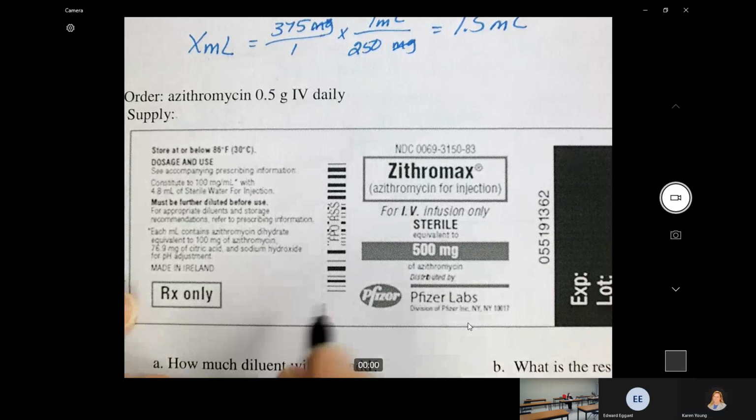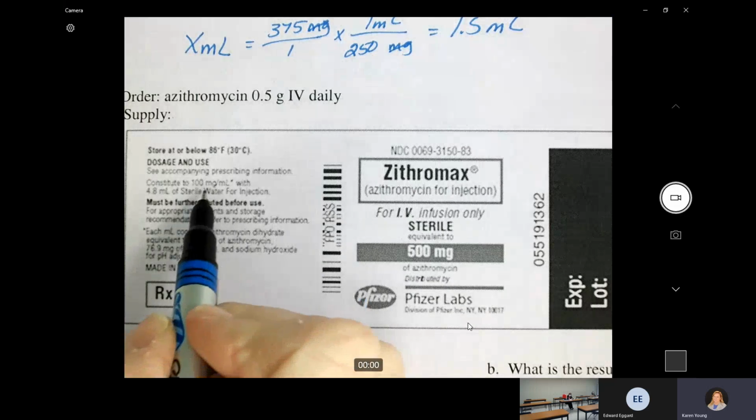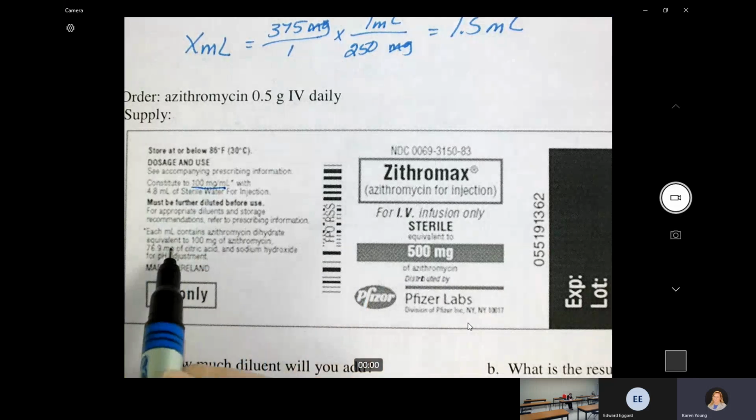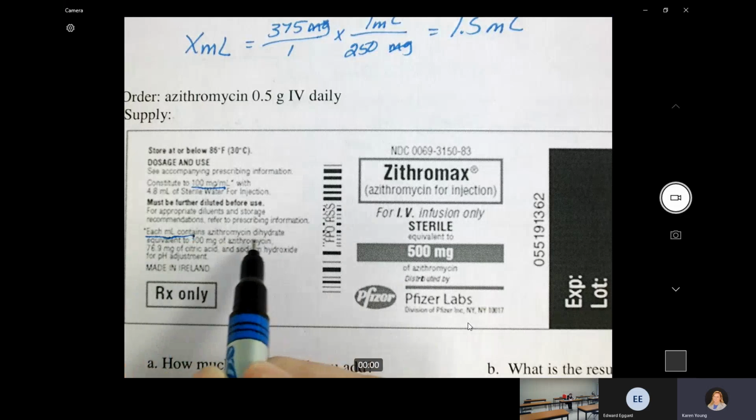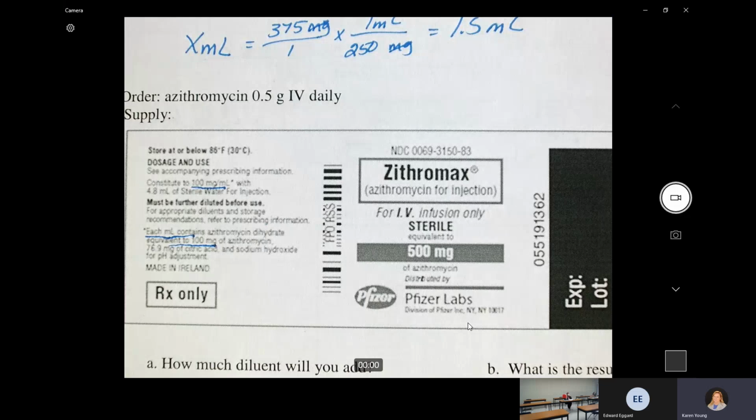4.8? 4.8 milliliters. What is my resulting dosage strength or supply dosage? 100 milligrams per milliliter. And you can find it here, 100 milligrams per milliliter. But if you look, each milliliter contains the equivalent to 100 milligrams. So it's on there twice, actually. All right, so let's skip C and D for a moment.